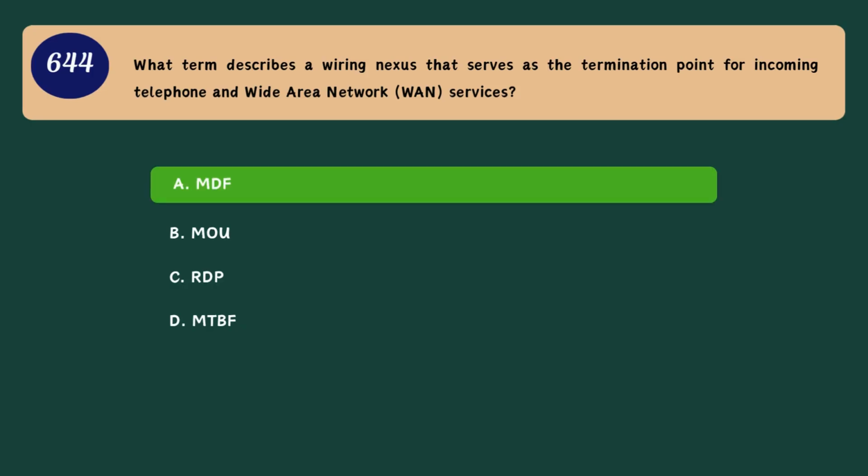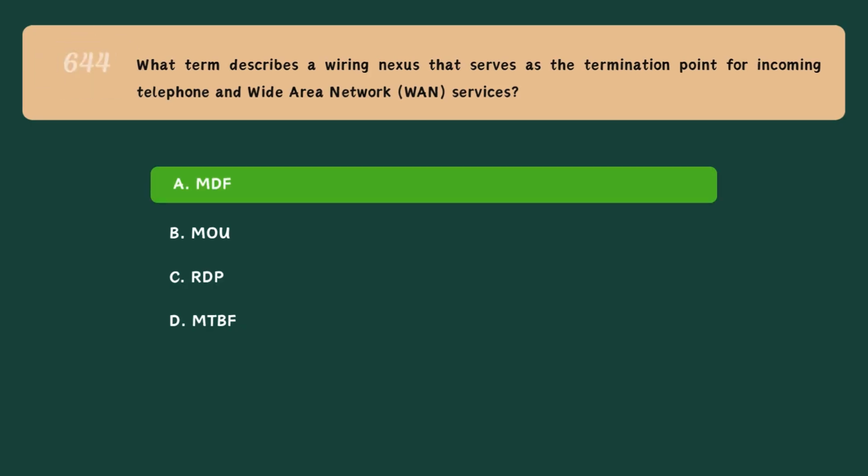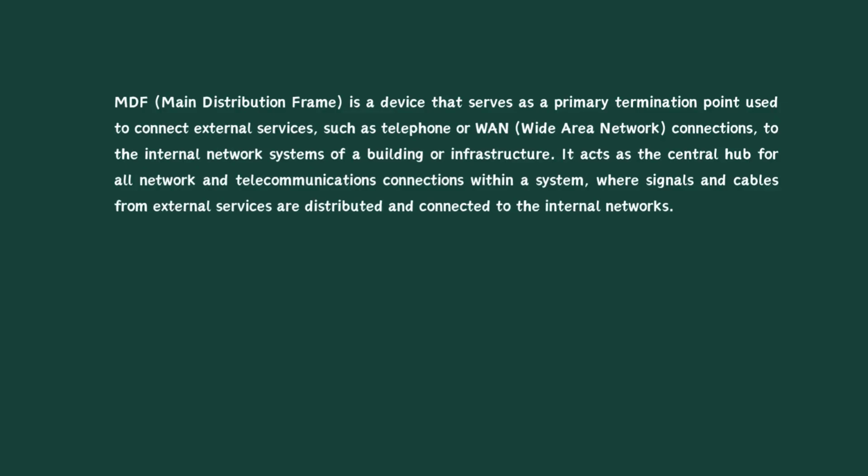Correct answer. A. MDF. MDF, main distribution frame, is a device that serves as a primary termination point used to connect external services, such as telephone or WAN, wide area network connections, to the internal network systems of a building or infrastructure. It acts as the central hub for all network and telecommunications connections within a system, where signals and cables from external services are distributed and connected to the internal networks.